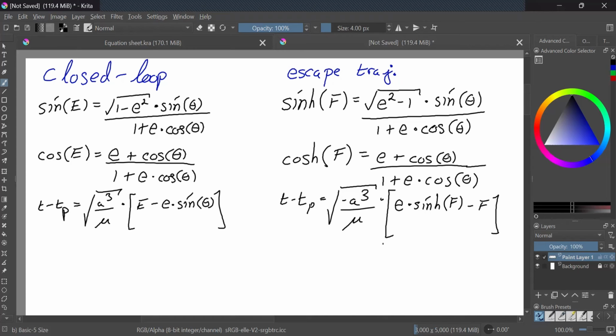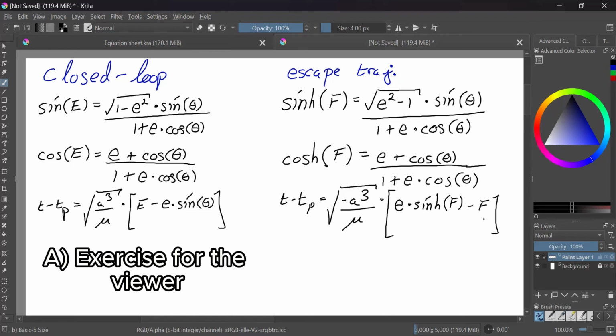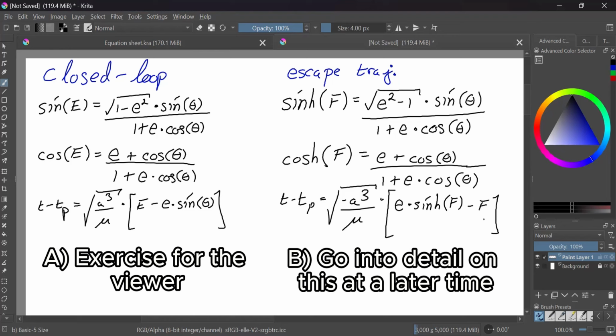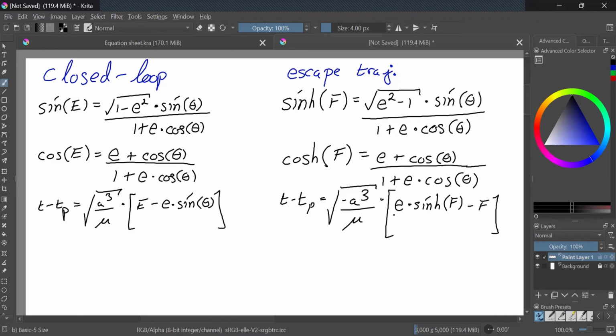We can see that the time of flight equations are virtually the same, just that this section is negated from its counterpart. And the reasoning for that, I have decided, will be left as an exercise to the viewer. Or perhaps when I revisit this later, I'll talk about it. But for right now, just know that this is the opposite of this, and it is intentional.